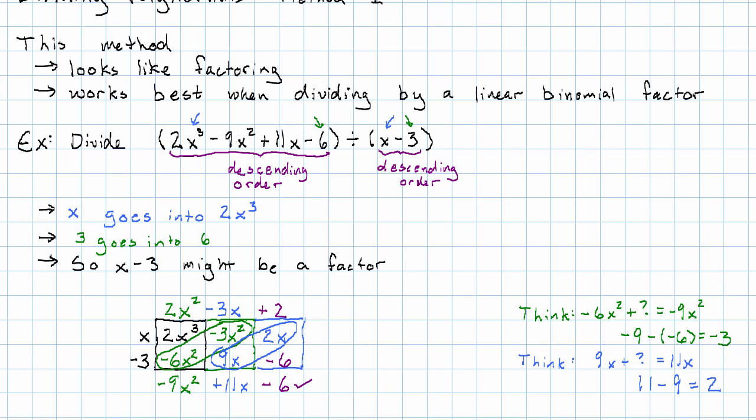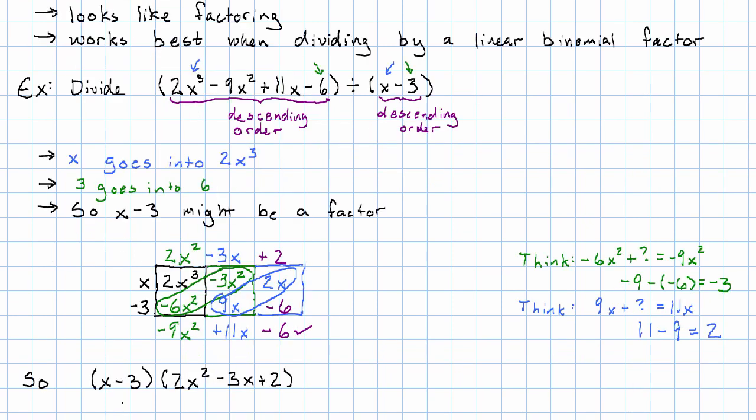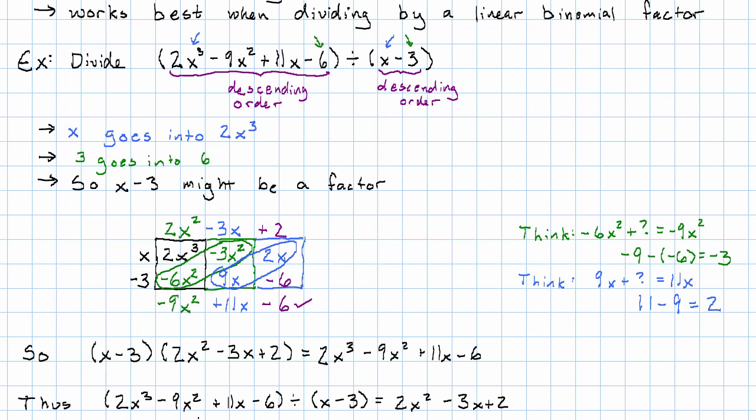That is, if I take x minus 3 times the result I just got, 2x squared minus 3x plus 2, I get my original dividend. And therefore, because division just reverses multiplication, when I take my original polynomial divided by x minus 3, I get 2x squared minus 3x plus 2.